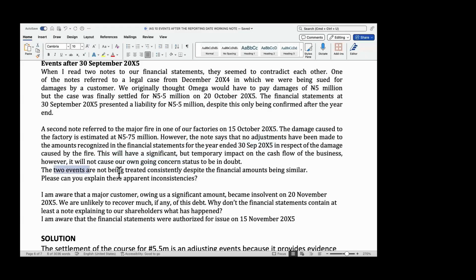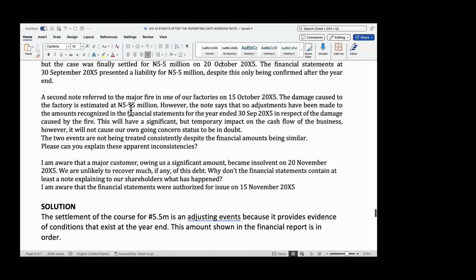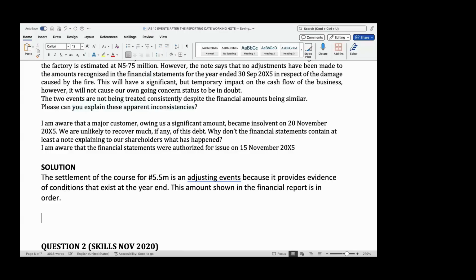He's now saying that these two events are not being treated consistently. He said, this one, we settled a court case after the end, we adjusted it. This one, a fire happened in our factory after the end, we did not adjust it. Then he's asking us to explain the inconsistency.